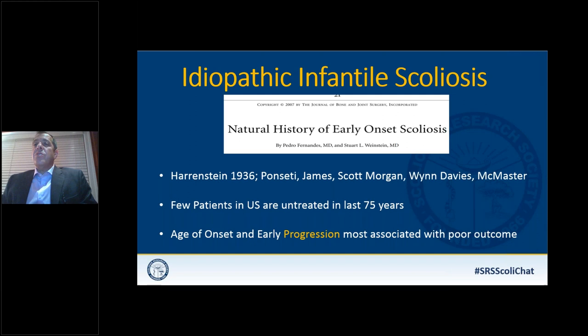The term early onset scoliosis, in fact, was coined in 1936 by Harrenstein. Ponseti, James, Morgan, Wynne-Davies, and McMaster all subsequently published about young children with scoliosis. Most recently, Fernandes and Weinstein wrote a paper looking at the natural history of the idiopathic infantile population. In truth, the natural history of this population is not fully understood because few patients in the U.S. have been untreated in the last 75 years. Much of what we know about natural history comes from other countries and from historical studies here. Still, we have a good understanding that the age of onset and early progression are the factors most associated with poor outcome.